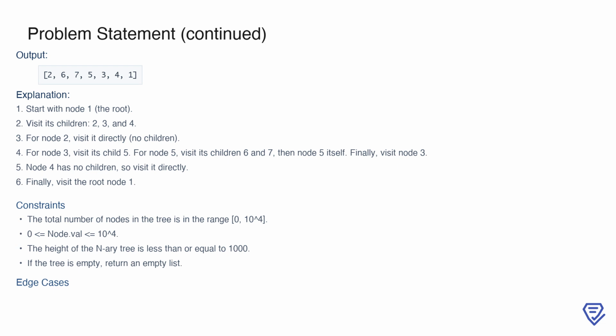We achieve this by visiting node 2 directly first, as it has no children, then moving to node 3 and traversing its child, 5. For node 5, we visit its children, 6 and 7, followed by node 5 itself. After that, we visit node 3, then node 4, and finally the root node, 1.